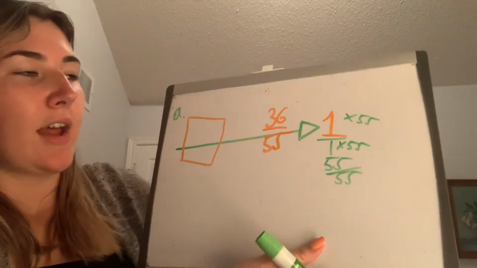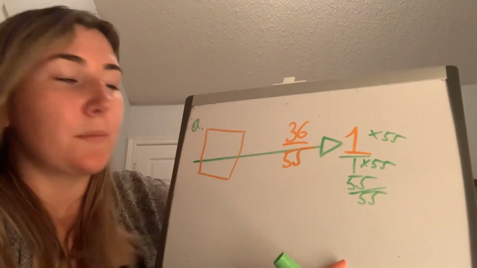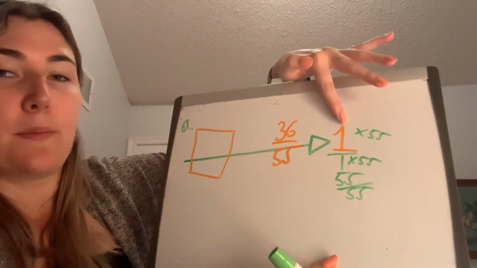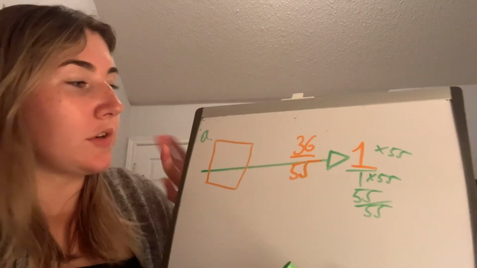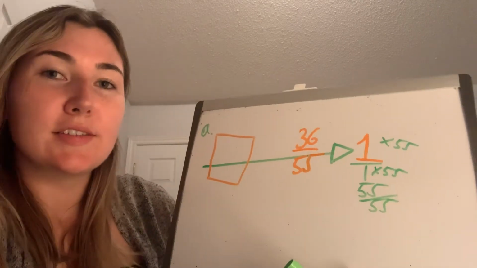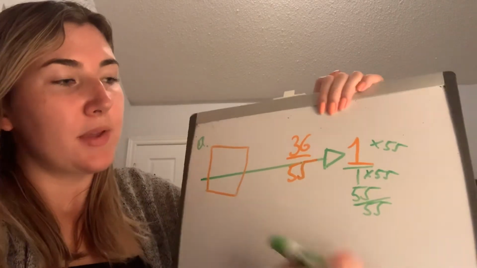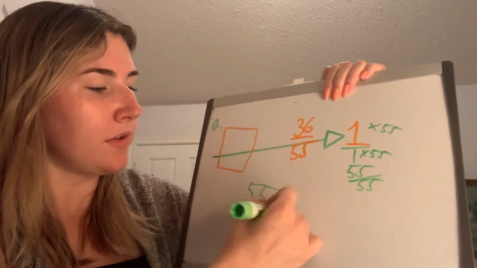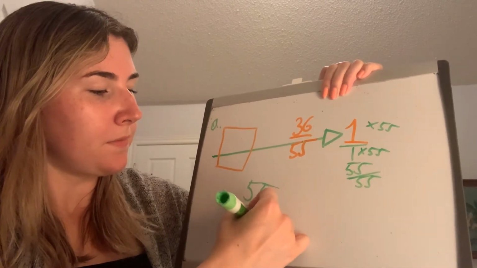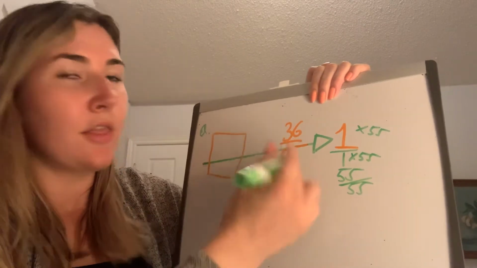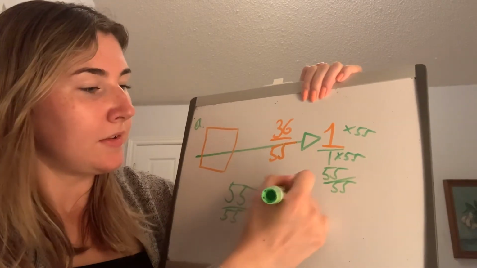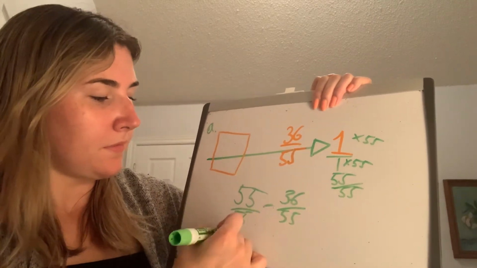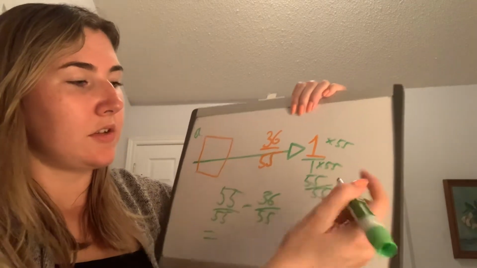So now let's look at how we can solve this. So we're missing our first small number, but we have our second and we have our big number. So whenever we're looking for a small number, we need to subtract. So let's take our big number, 55 over 55, and minus 36 over 55. We can even solve it over here.